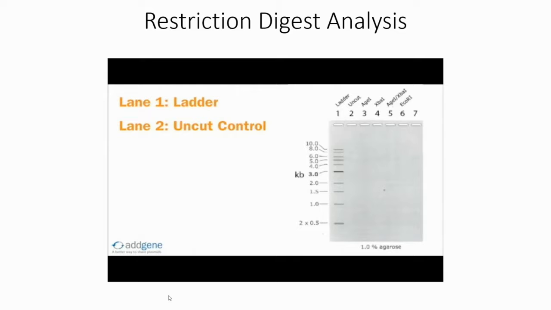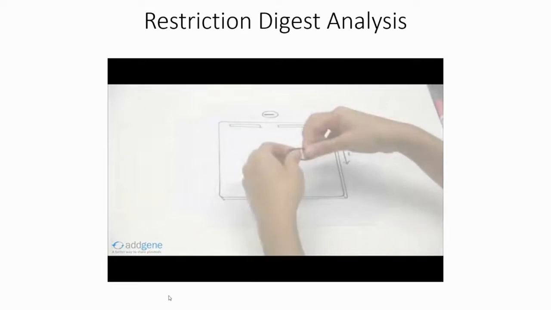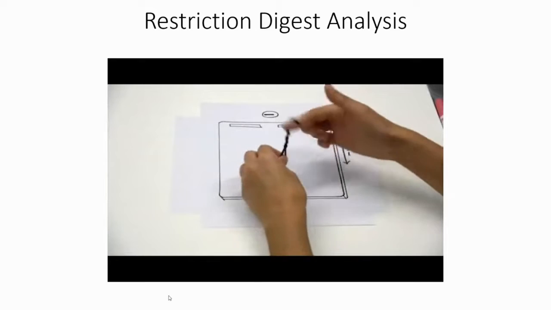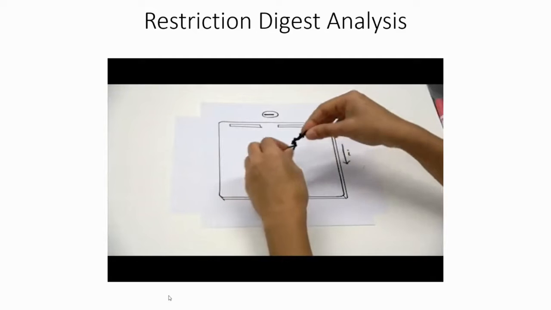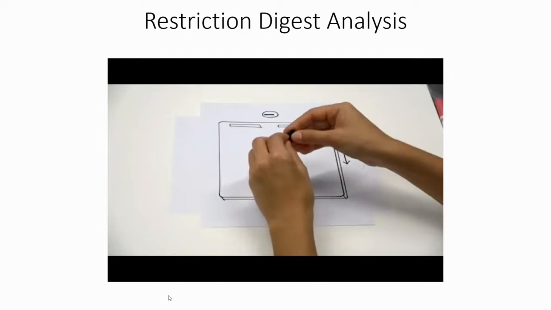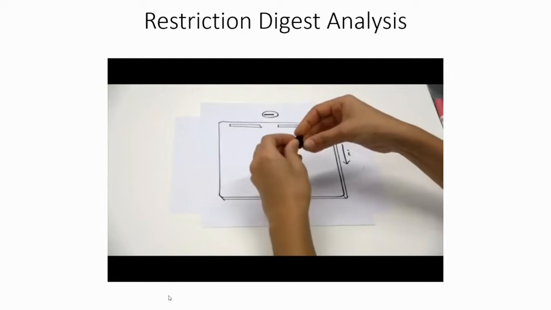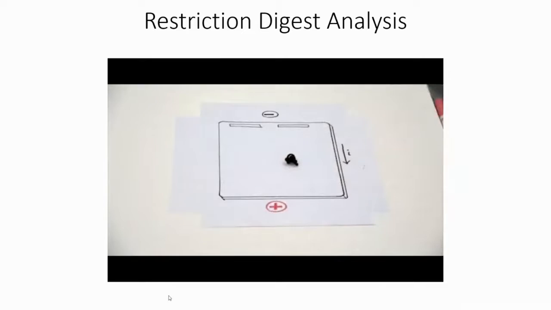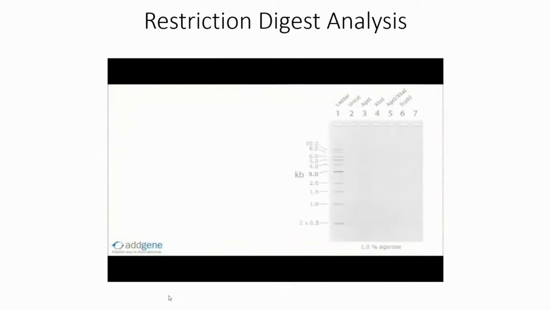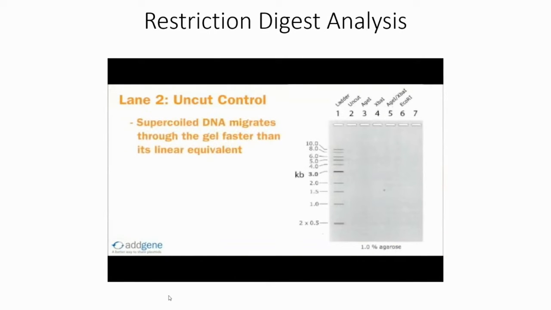Because this plasmid is circular, the migration pattern of the undigested control diverges a bit from the migration pattern of the ladder, which was made with linear DNA. The uncut plasmid typically adopts a supercoiled conformation. That's because these plasmids were isolated from bacteria, and supercoiled is the native conformation of plasmids in vivo because it's compact. A compact conformation allows the plasmid to migrate through the gel at a faster rate than its linear equivalent.